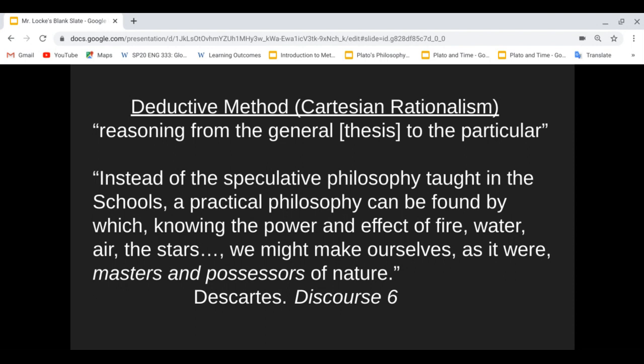This is a quote from Descartes. Instead of the speculative philosophy, we said this is the teaching of the scholastics, the Thomists, followers of Thomas Aquinas, who Christianized Aristotelian thought, known as, and this is a theology known as realism. A practical philosophy can be found by which, knowing the power and effect of fire, water, air, the stars, we might make ourselves, as it were, masters and possessors of nature.